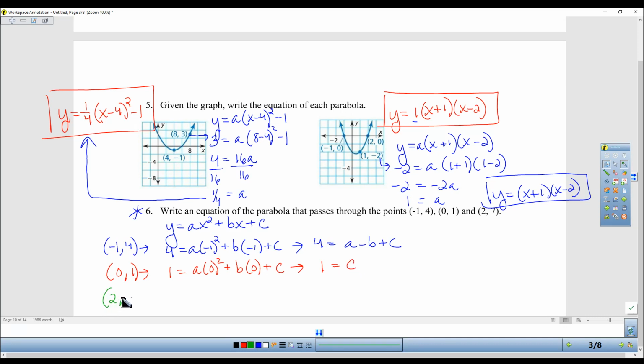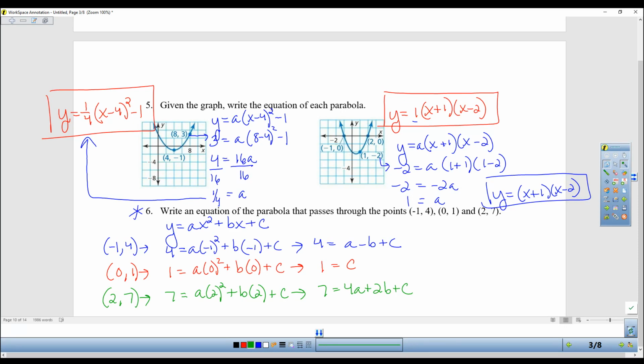And the third one, (2, 7). 7 is equal to a times 2 squared plus b times 2 plus c. Becomes 7 is equal to 4a plus 2b plus c.